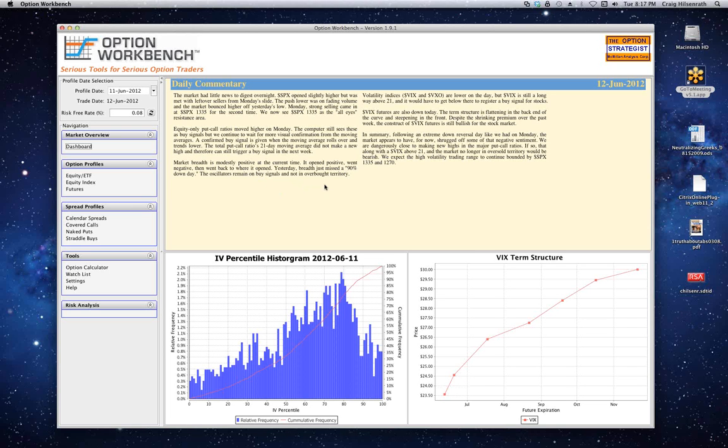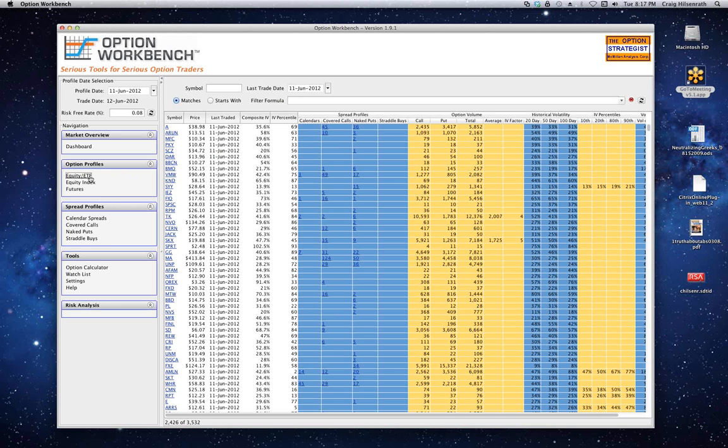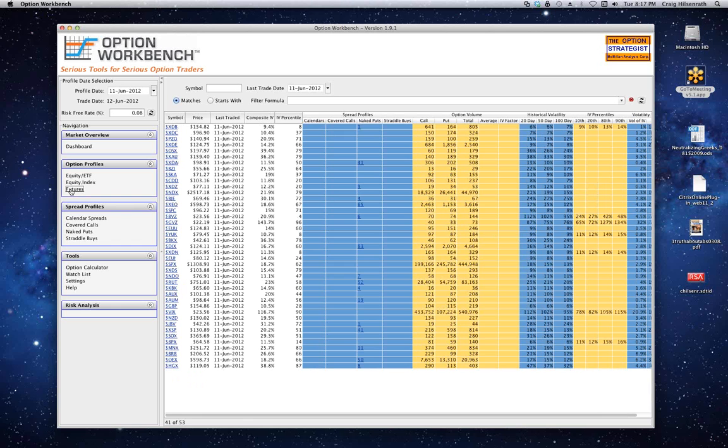Okay, so for the purposes of this demonstration, since volatility is high after yesterday's downturn and high in general, I want to try to take advantage of the high volatility and sell some volatility, sell some options to take advantage of the high premium. The way I'm going to do that is I'll click on the equity and ETF option profiles. They're separated by underlying asset class a little bit. So you have equities and ETFs, and you have indexes and futures.